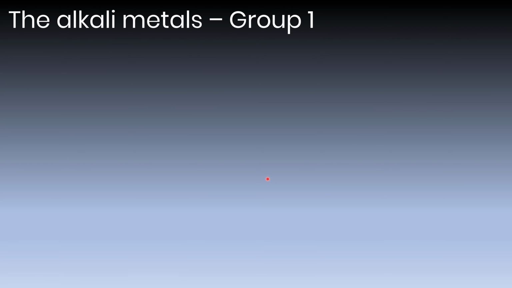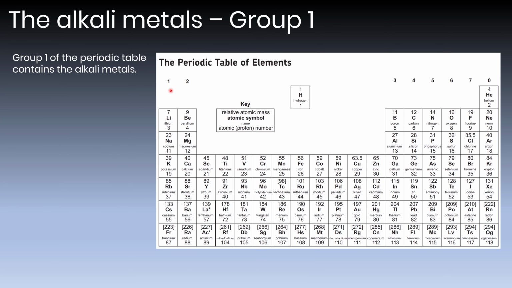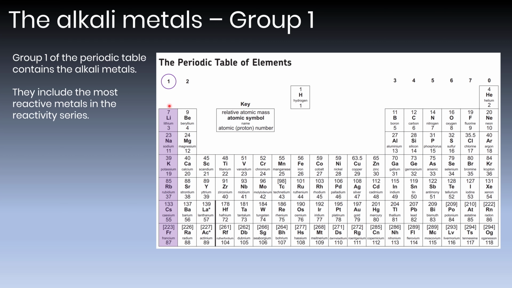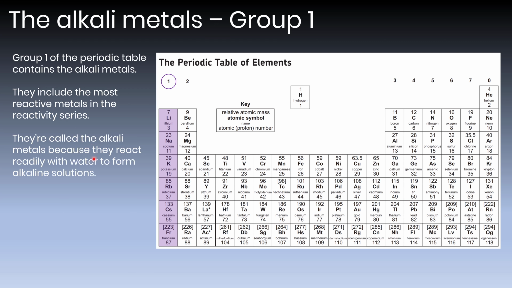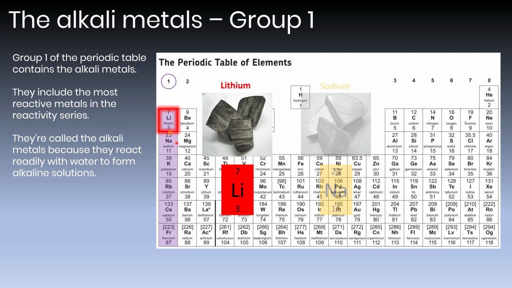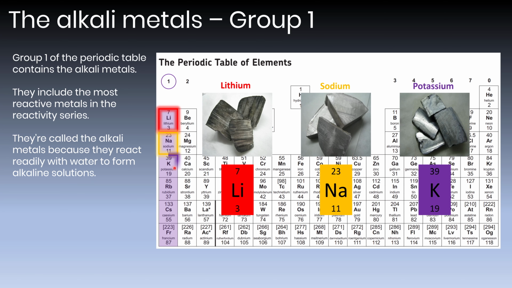Let's begin by looking at the alkali metals, which are found in group 1 of the periodic table. The alkali metals are shown here on group 1. I've highlighted them in purple. The alkali metals include the most reactive metals that we find in the reactivity series, and this is because they react readily with water at room temperature to form alkaline solutions. Today we're only going to look at the reactions of lithium, sodium and potassium because these are the 3 alkali metals that we have available in schools as they're safe to use.